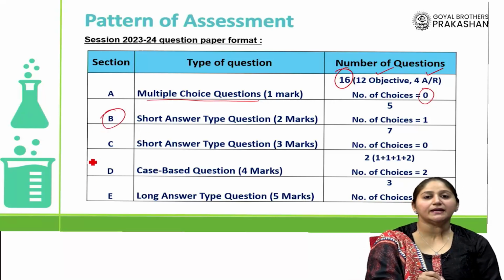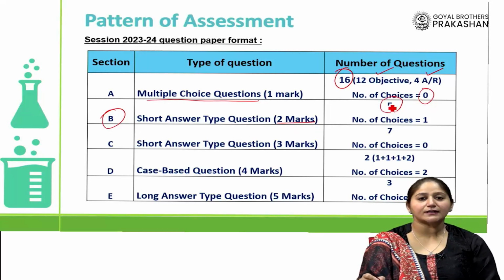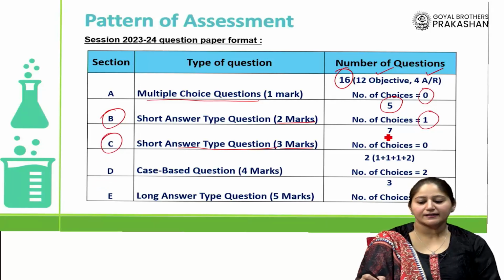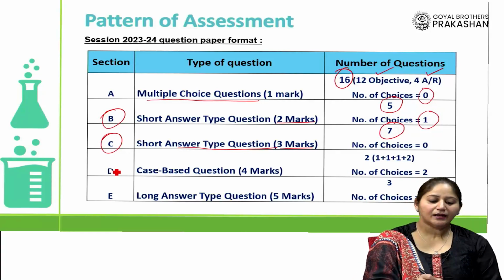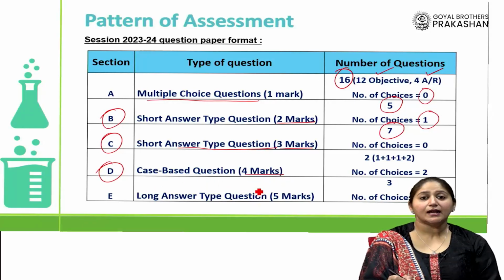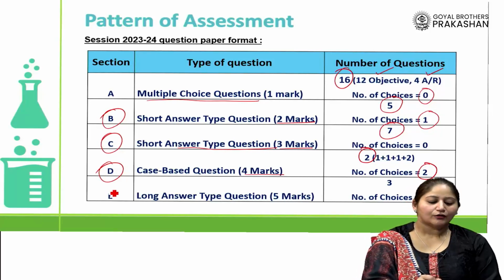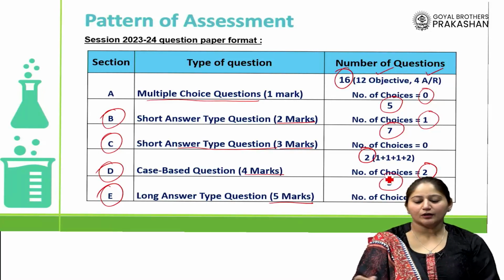Then when we talk about section B, it is short answer type questions which are 2 marks questions and there are 5 questions with 1 choice only. Then short answer type questions of 3 marks, that is section C, you will find there are 7 questions and there is no choice given for any of the questions. Then for section D, what is section D? Case study based questions. It is a 4 marker question and there are 2 questions with one choice given in both the questions. For long answer type questions, that is section E, you will find that it is a 5 marker question. The total number of questions is 3 and the total number of choices given is 3.